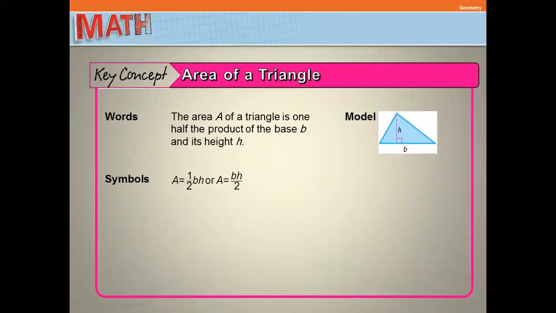Here, the area of a triangle is half the product of the base and the height. As we have taken before, the area of a parallelogram was base times height. Now, the area of a triangle is half times base times height, or area equals base times height divided by 2.